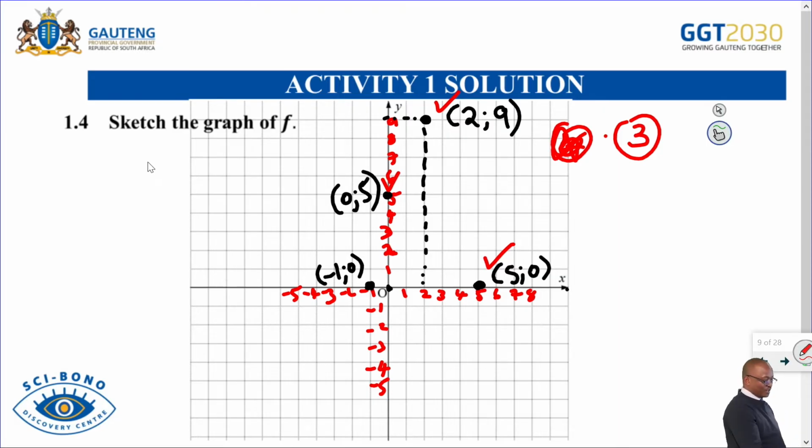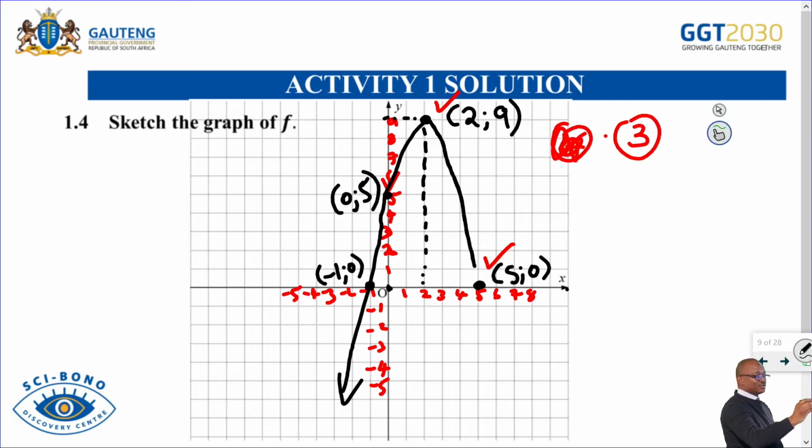Now the shape of the graph: you can see that from the turning point, it will pass through 5 and negative 1 on your left-hand side, and on the other side, it will pass through 5 where there is x. So this is how you will be sketching your graph. Correct? And now, remember I spoke about the equation of the symmetry.